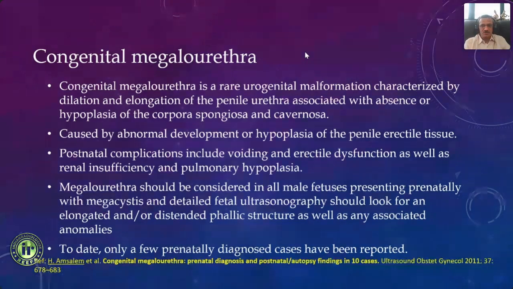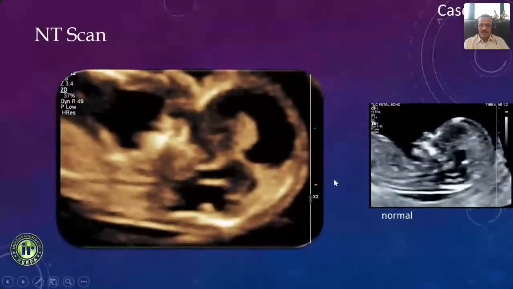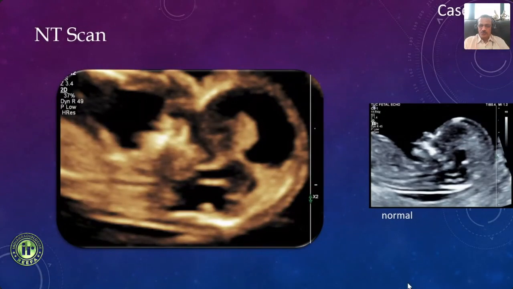Congratulations to the winner. Okay, that's the second one. That's an NT scan. This is not a very good NT picture, but I put it in that way because I wanted to show you the clue. And this is just for normal comparison. So your time starts now. Even if you give the sign and the closest differential diagnosis, that would be good.